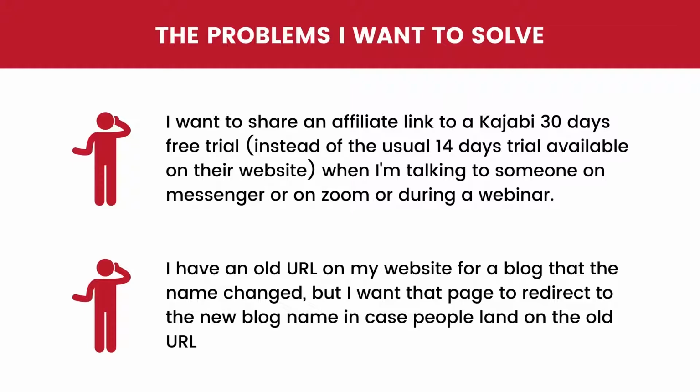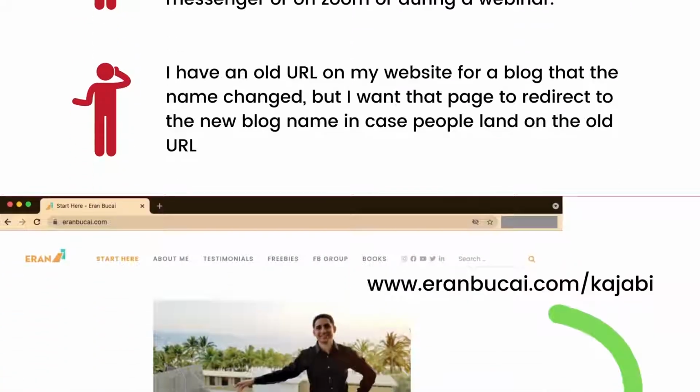Another problem I want to solve is if I have an old URL on my website for a blog, but the name has changed for search engine optimization reasons or something like that, but I still want that page to redirect to the new blog name in case people land on the old URL. Because sometimes you paste this old URL on YouTube or on some other blog or on social media, and you don't want that link to be broken.